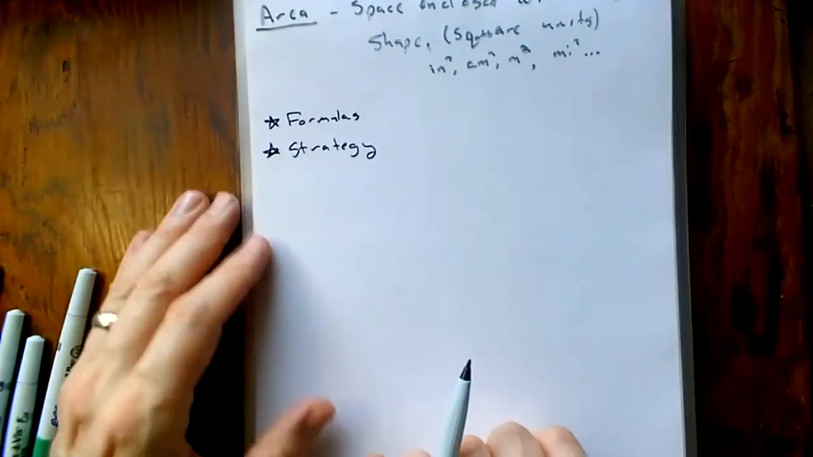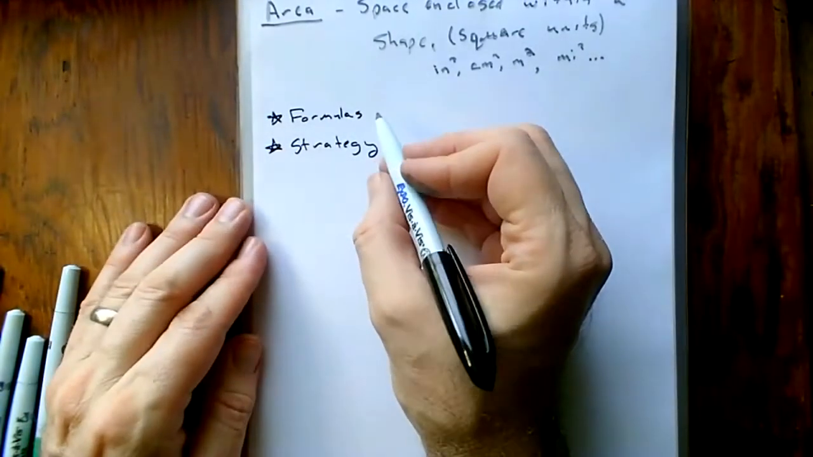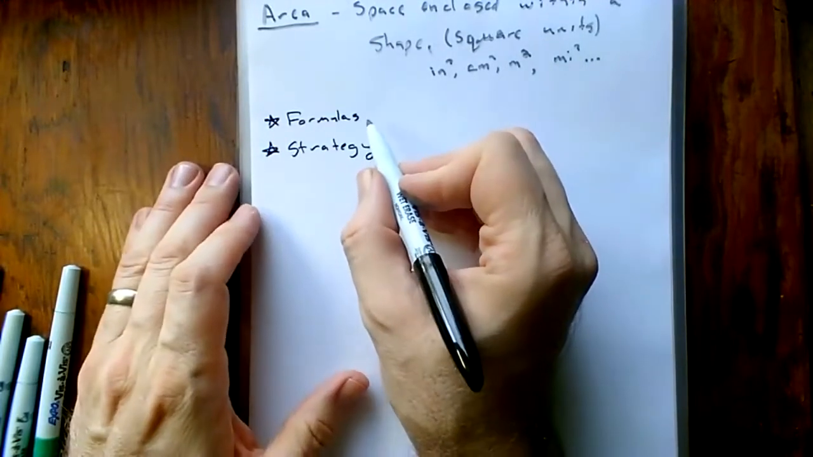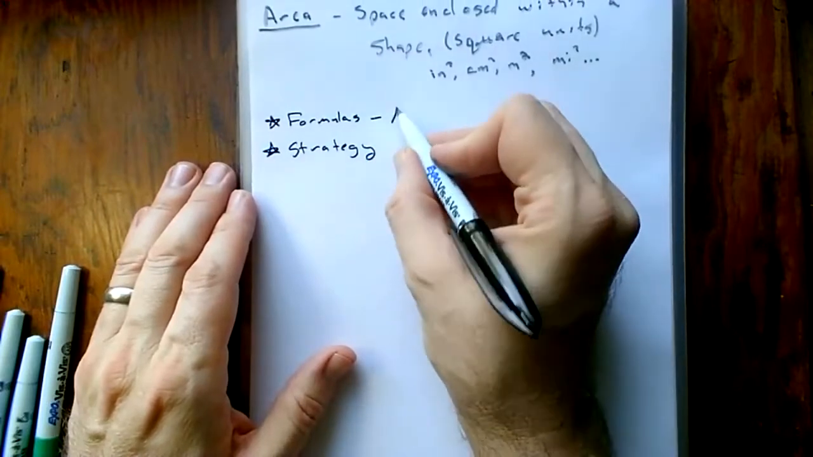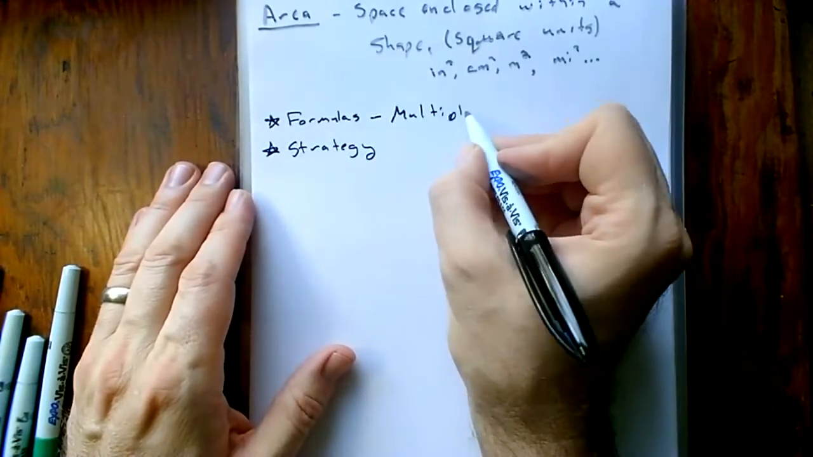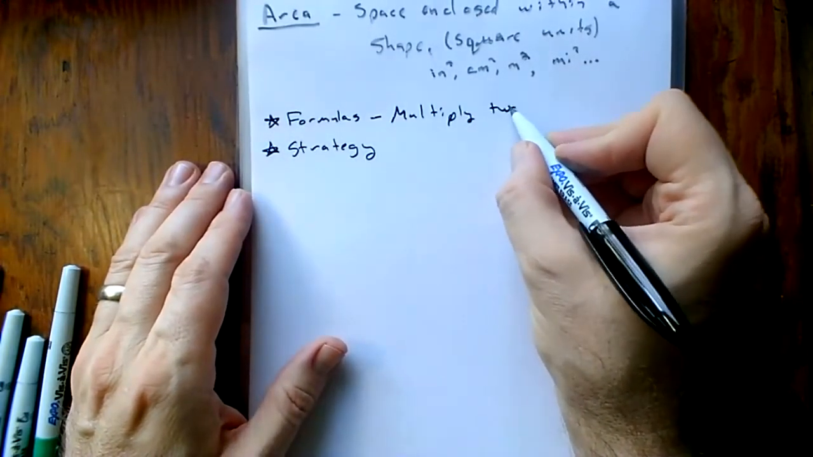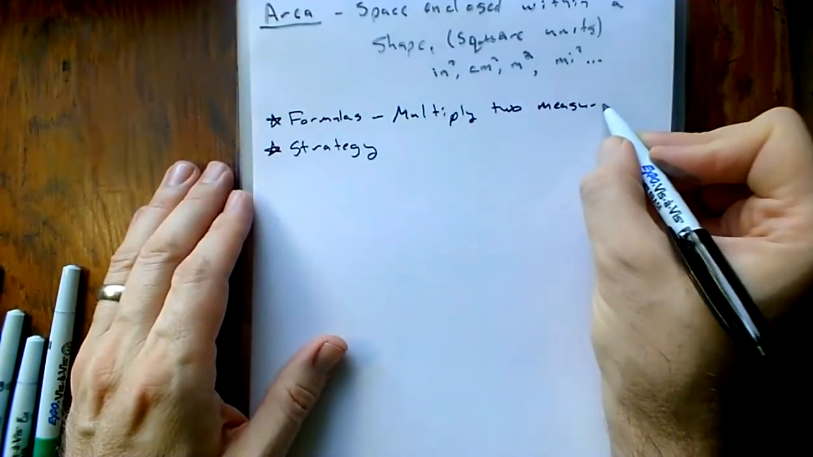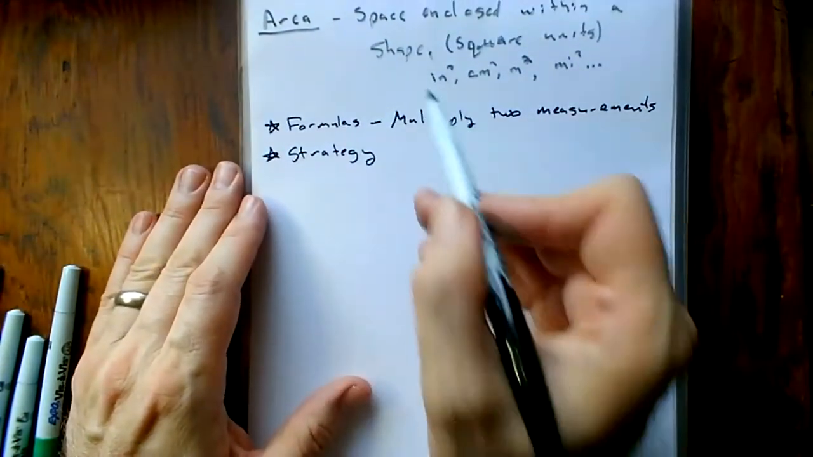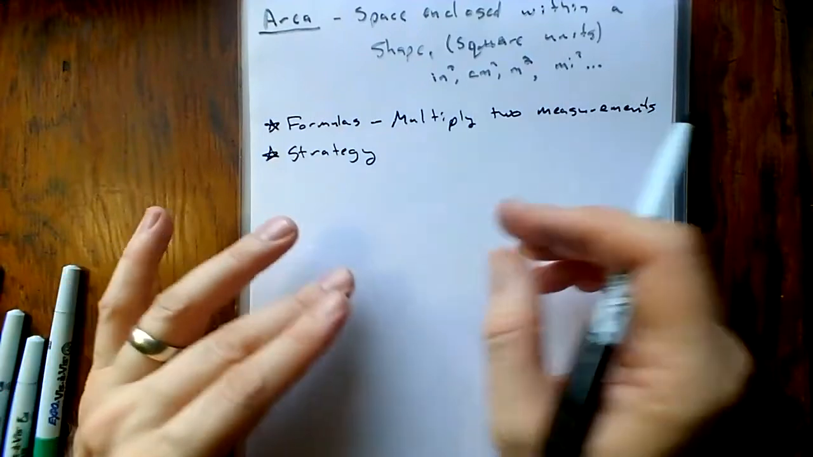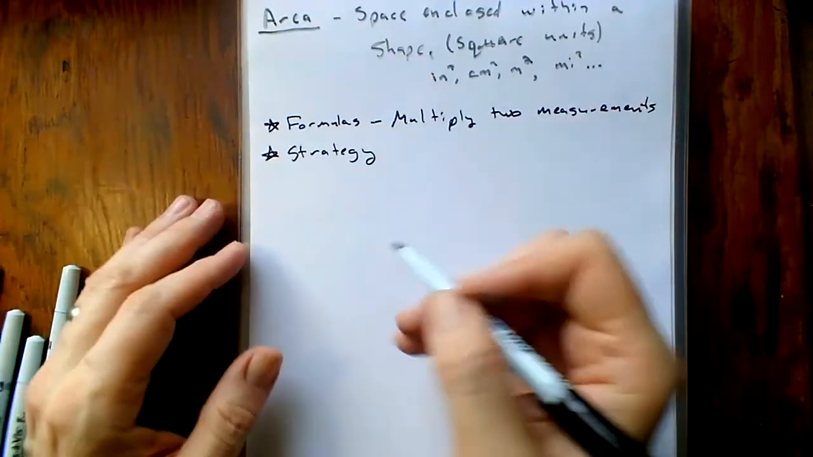Now, when it comes to area, there's a lot of different formulas, but one of the things you're going to note that's fairly common is that you're going to end up multiplying at least two different measurements. That's one of the reasons why your units are squared units. So you're going to end up with inches times inches, centimeters times centimeters, meters times meters. That's one of the reasons why you've got square units.